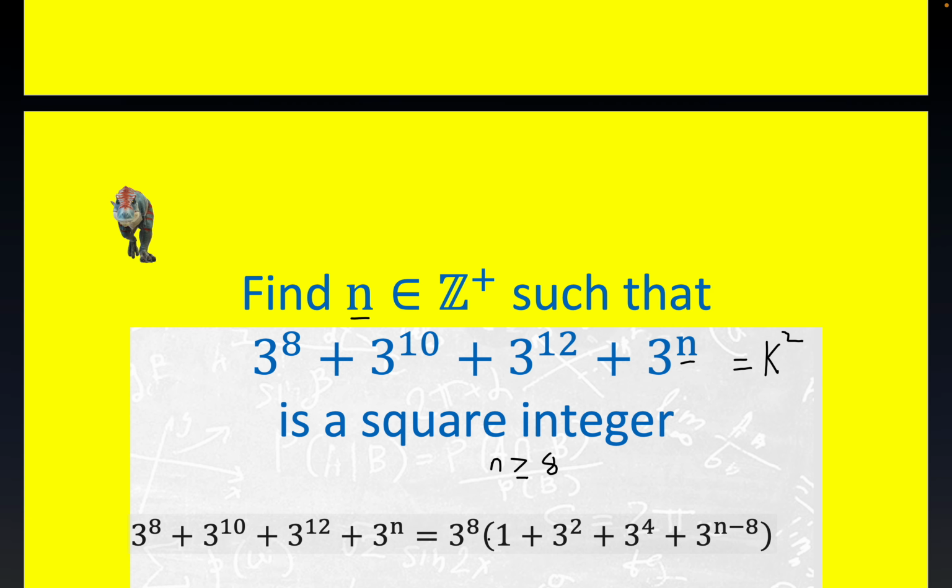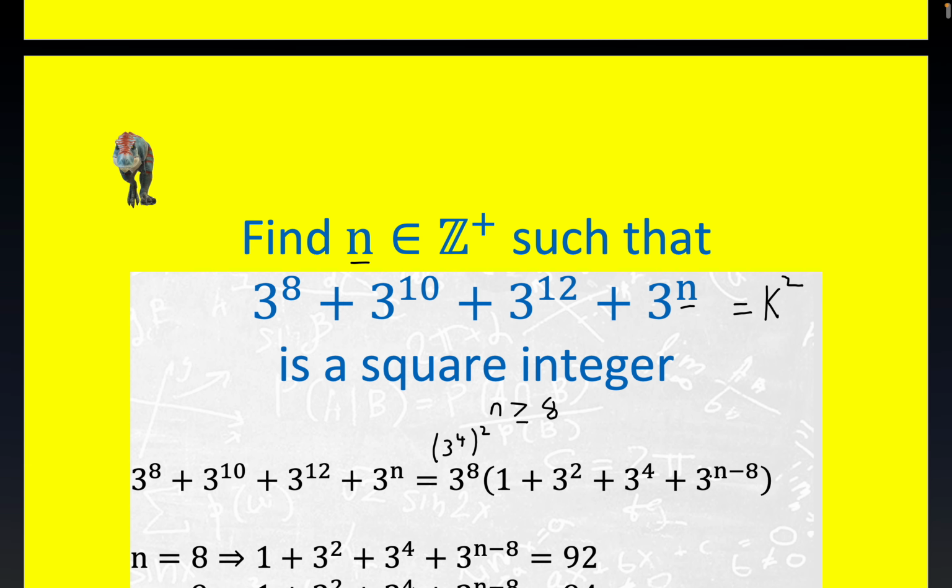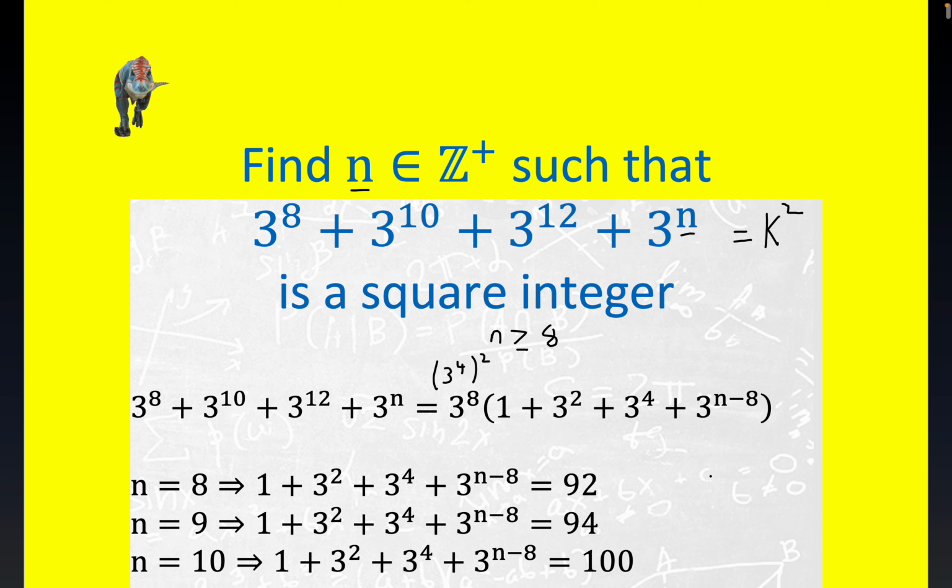So we have this factored expression, and notice that 3 to the 8th is already a perfect square all by itself. In other words, 3 to the 8th is the same as 3 to the 4th squared, right? So that part we don't have anything to worry about. We just need to force the parenthetical piece to be a perfect square. There's nothing too imaginative going on now. We're just going to go case by case by case.